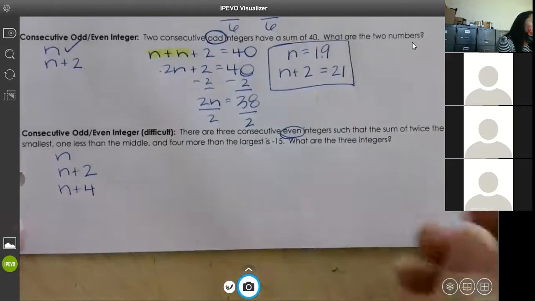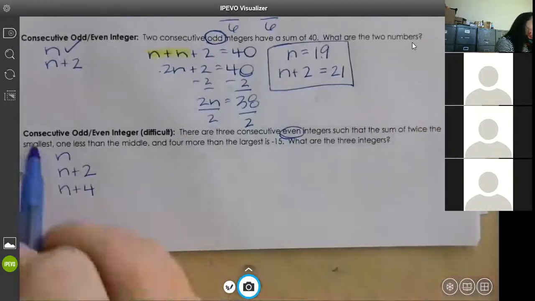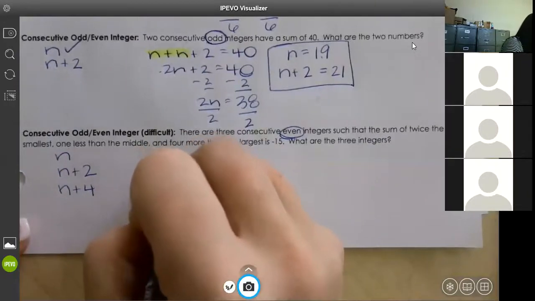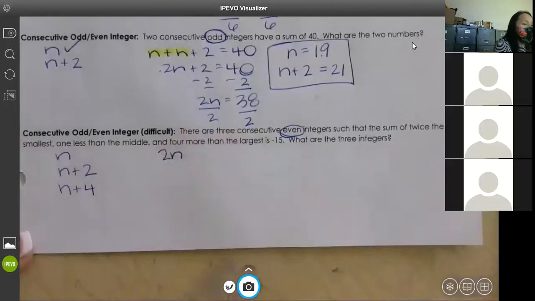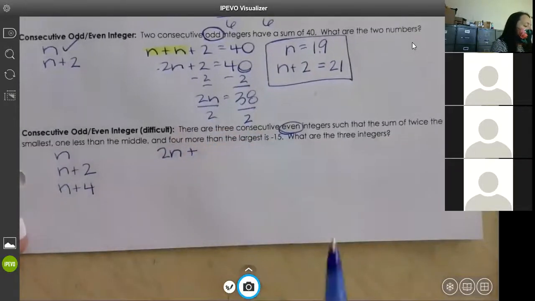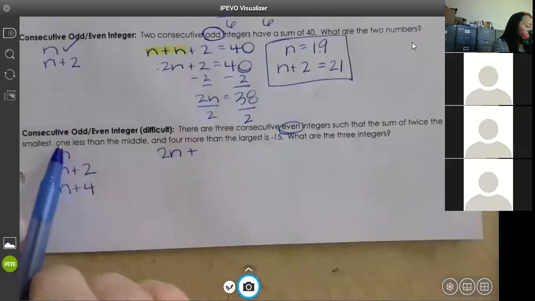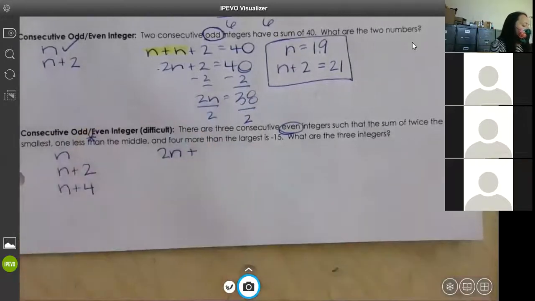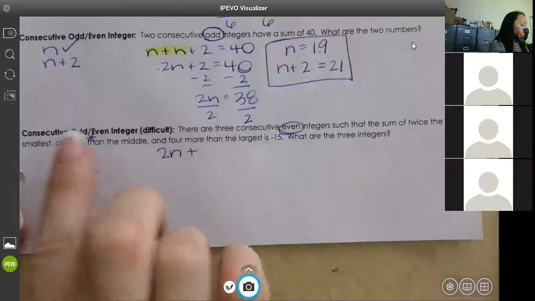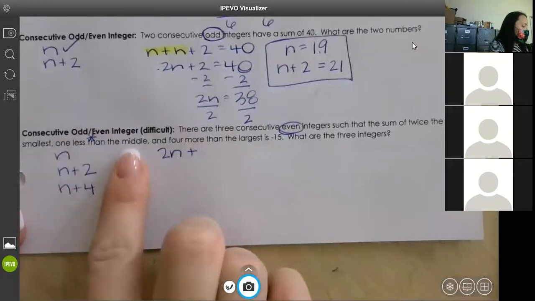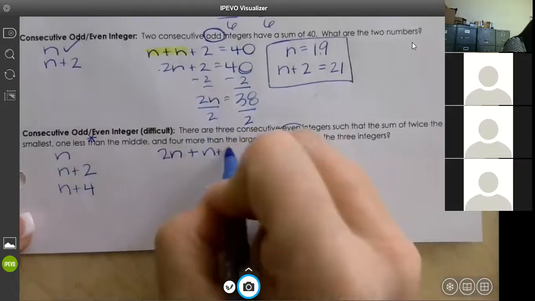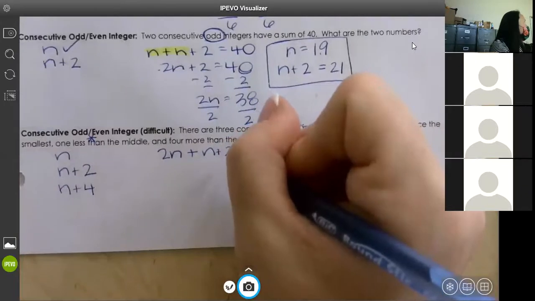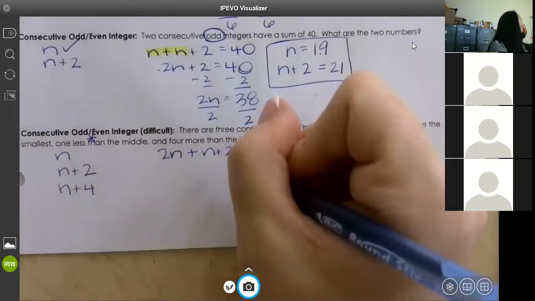Remember that. The sum of twice the smallest, so how do I write twice the smallest? You said the smallest was N, so 2N. And it said the sum of, so we're going to add. Watch this one carefully. 1 less than the middle. Watch that less than. Okay. So what do we got to do first? We got to think backwards. Middle, which one's the middle? The N plus 2. 1 less than N plus 2. How do I do 1 less than? Negative. Negative what? 1. 1 less than is minus 1.